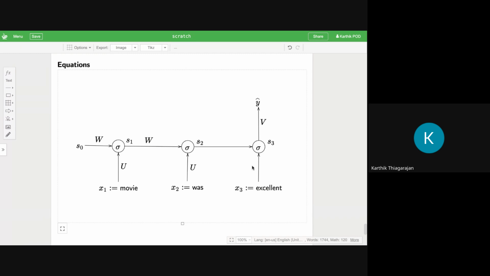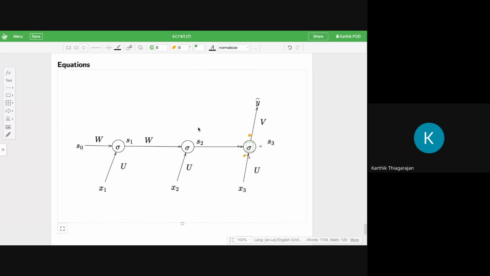Okay, this also is not needed. I'll just get rid of these so that we only have x1, x2, x3. So the U will act here also, and the W will act here also.